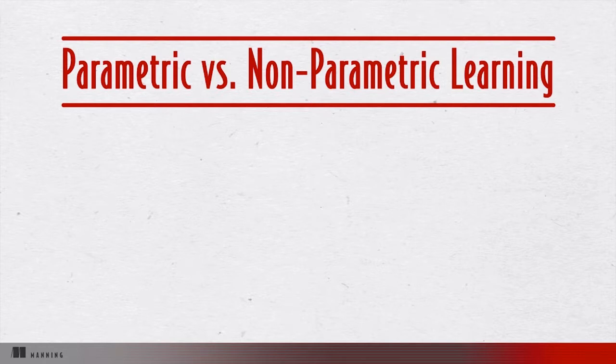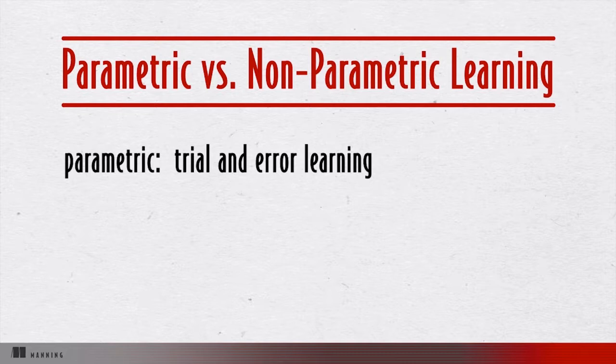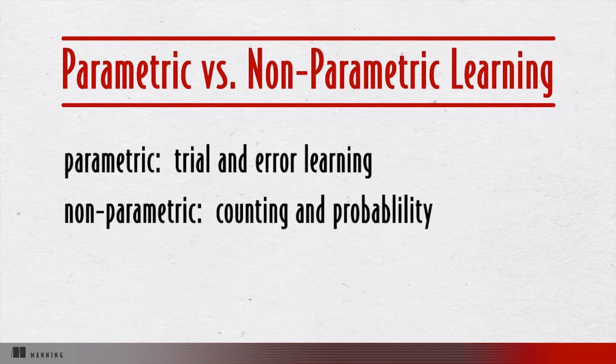The last module divided all of our machine learning algorithms into two groups, supervised and unsupervised. Now we're going to discuss another way to divide the same machine learning algorithms into two other groups, parametric and non-parametric. It is important to understand parametric and non-parametric learning so you will understand what is the best type of algorithm to use given your dataset. Here's the oversimplified version. Parametric is trial and error learning, and non-parametric learning is about counting and probability.